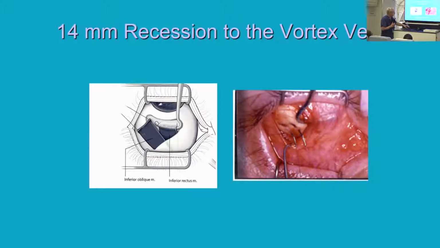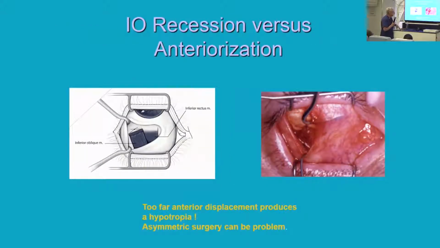When you reattach it for an anteriorization, as we're doing here, if you go too far anteriorly, you can actually produce a hypotropia by converting this muscle into a depressor. You do that in all of these cases when you anteriorize it, but you can grade it if you need to take advantage of that effect. You can leave it farther back from the insertion if you don't want that much of a correction for any hypertropia that you have. So asymmetric surgery can be a problem if you do more on one side than the other.